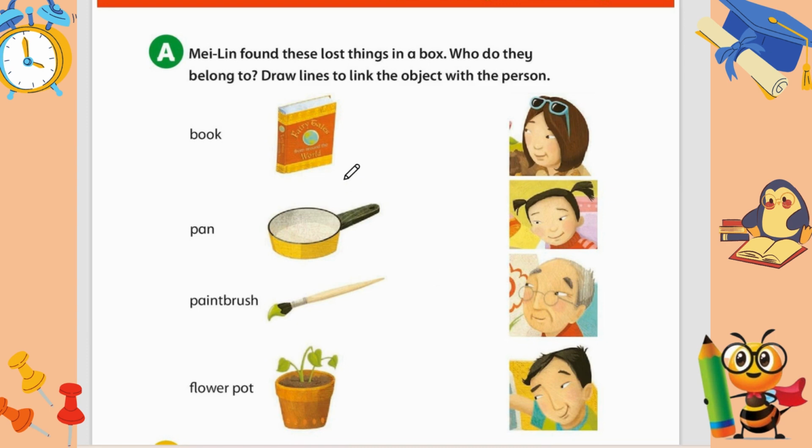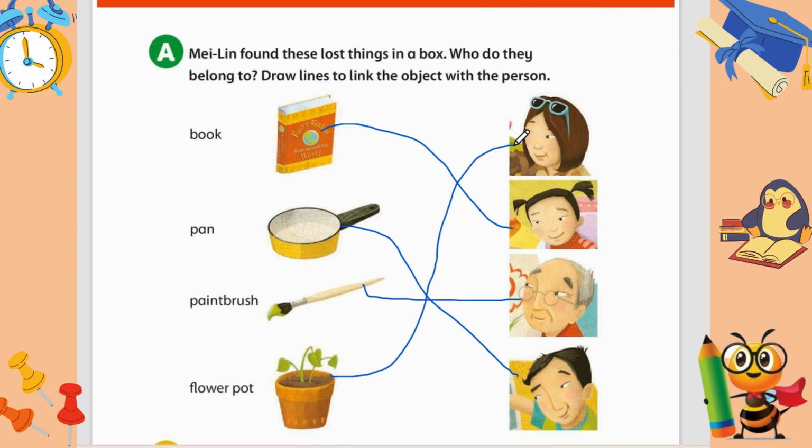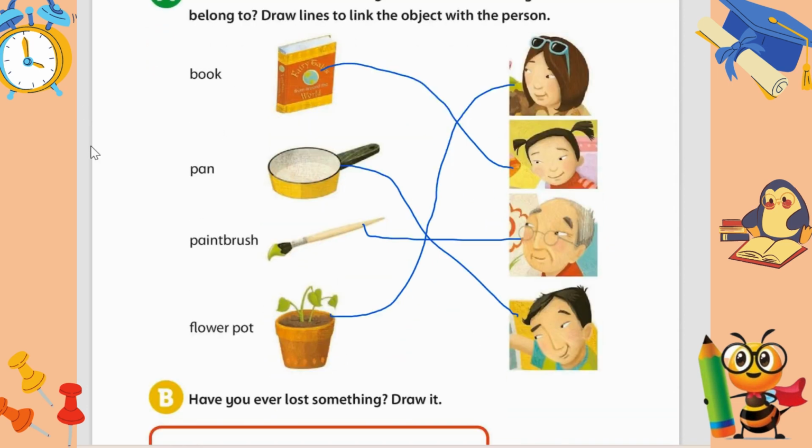Okay, so let's start. The book was read by who? Right, Mylene was reading a book. Correct. And the pan, what was someone doing with the pan? Yes, the dad was cooking the food in the pan. So you matched with the person that is related to it. So who was doing the painting? Correct. The grandpa was doing the painting. And who was doing the planting? Yes, so mom was planting a flower pot. So you have to do this with your first exercise over here.